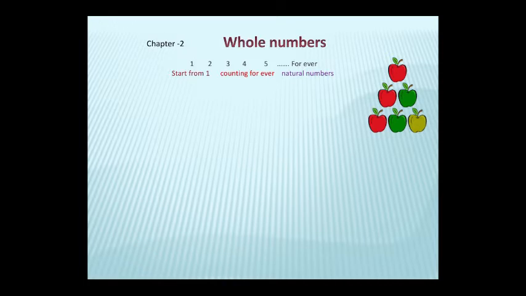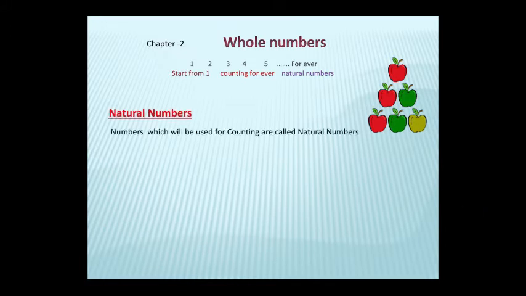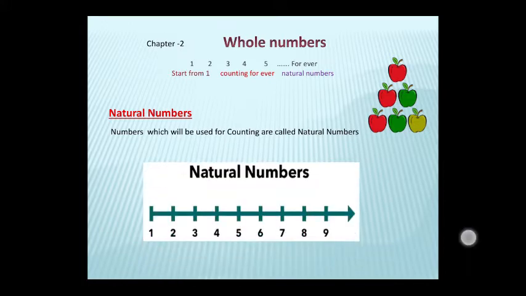See, 1 apple. If you add another apple, you will get 2 apples. 2 apples, if you add another apple, you will get 3 apples. Like that, if you keep adding, you will get the next increasing number. That is the reason natural numbers start from 1, counting forever. Let us define natural numbers: numbers which are used for counting are called natural numbers. This is a natural number line, you can observe in this picture.